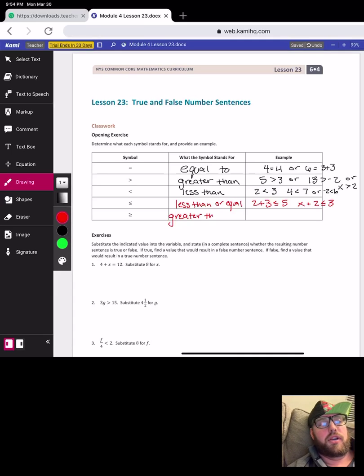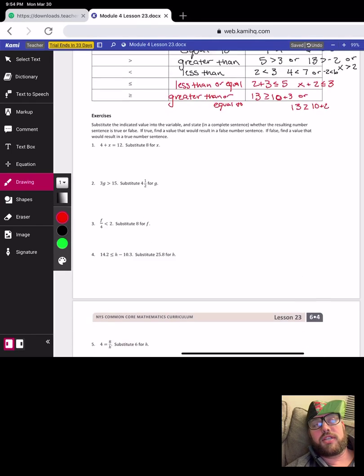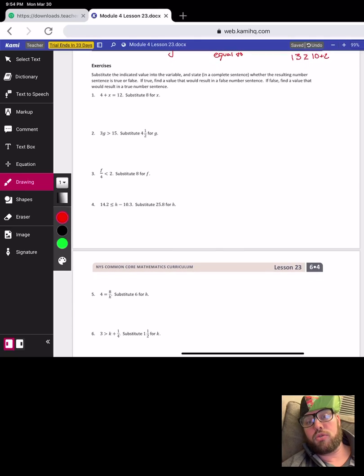Okay, the last symbol is going to be greater than or equal to because I have my little line. That means it can be equal to it or it can be bigger. So 13 is greater than or equal to 10 plus 3 because that's equal to. Or let's go 13 is greater than or equal to 10 plus 2, because 10 plus 2 is 12 and 13 is still bigger, right?